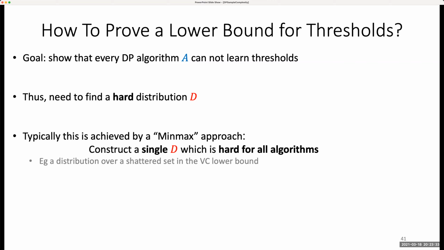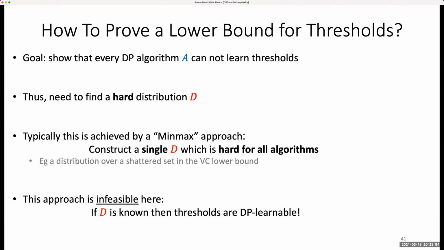Because it tells you that even if the algorithm knows the distribution, it will not be able to learn the class. That's what we usually achieve in lower bounds in machine learning: even if you know the marginal distribution, it's uniform over a shattered set, then you can still not learn the class. Now, this approach is infeasible here, right?